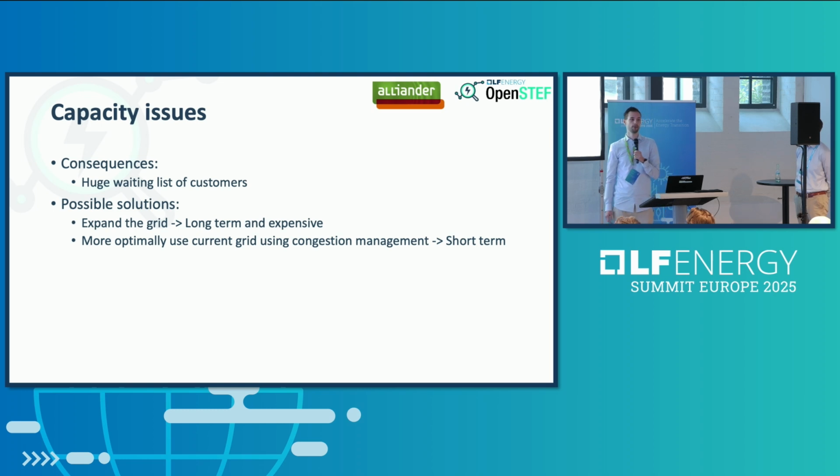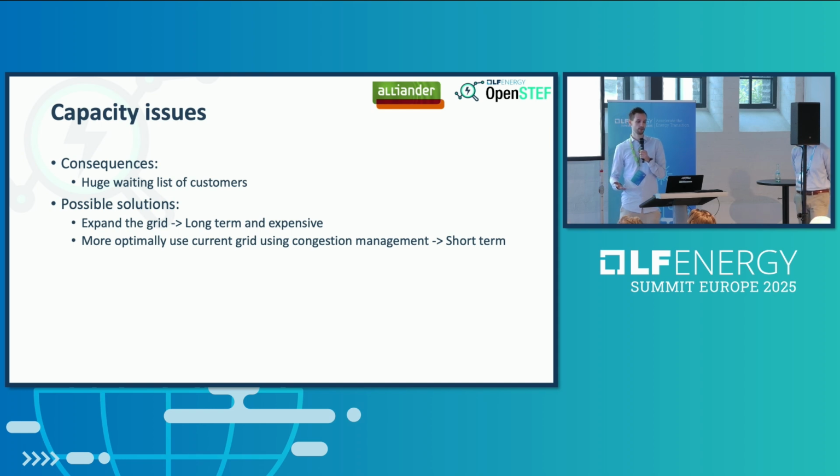There are multiple approaches you can take to still connect these customers to our grid. The most obvious one would be to just expand the grid, put more cables in the ground, build more transformers. Of course, we're doing that, but that takes quite some time and is also quite expensive. So this does not really solve the issue we're having right now. We also want a different strategy where we better utilize the grid that we currently have. Given the grid that we currently have, how can we connect more of these customers from the waiting list?